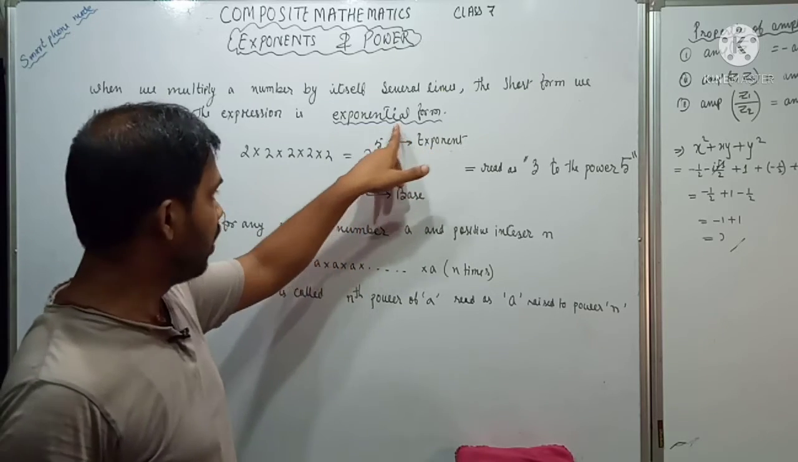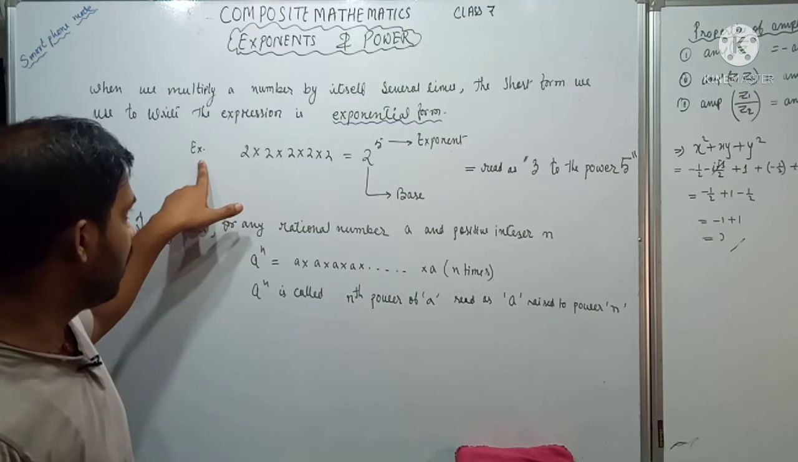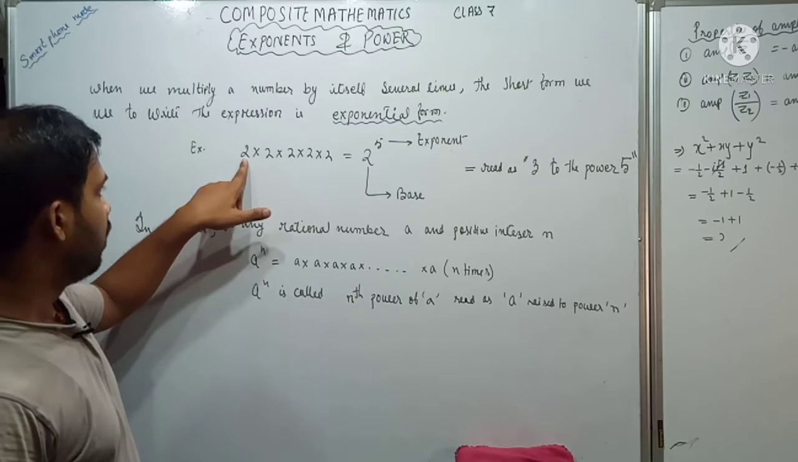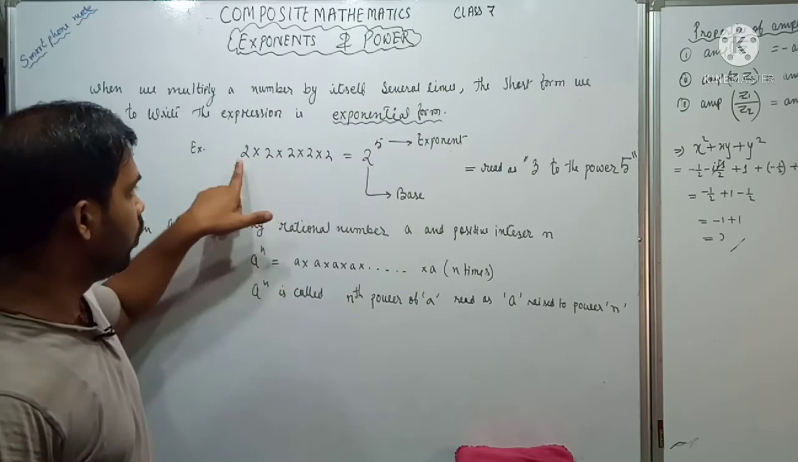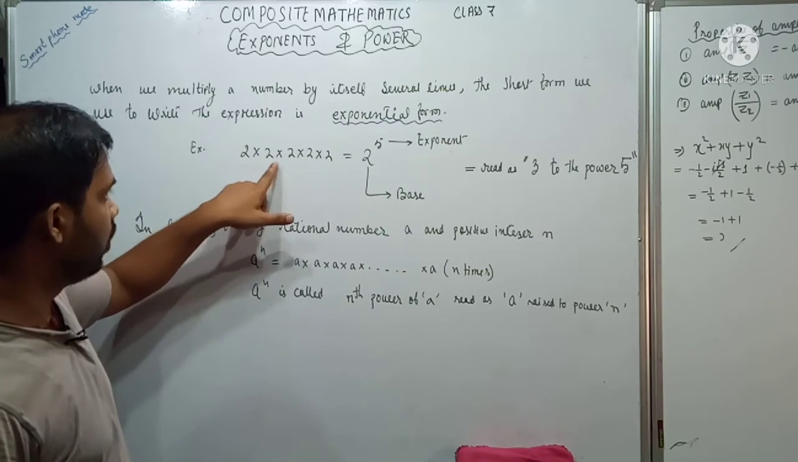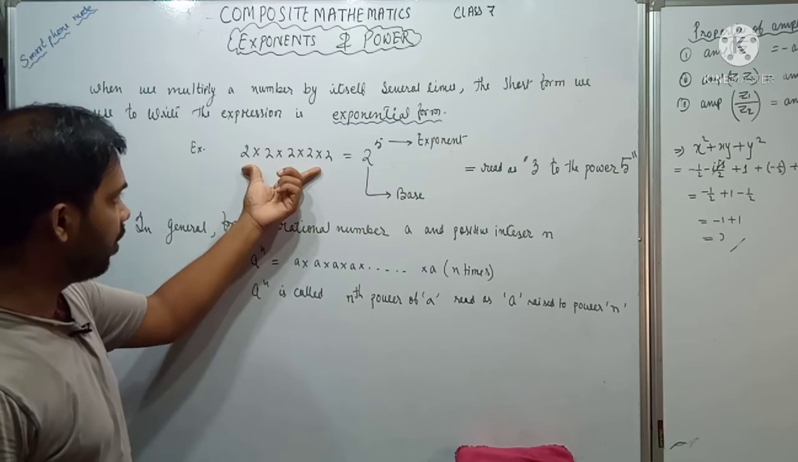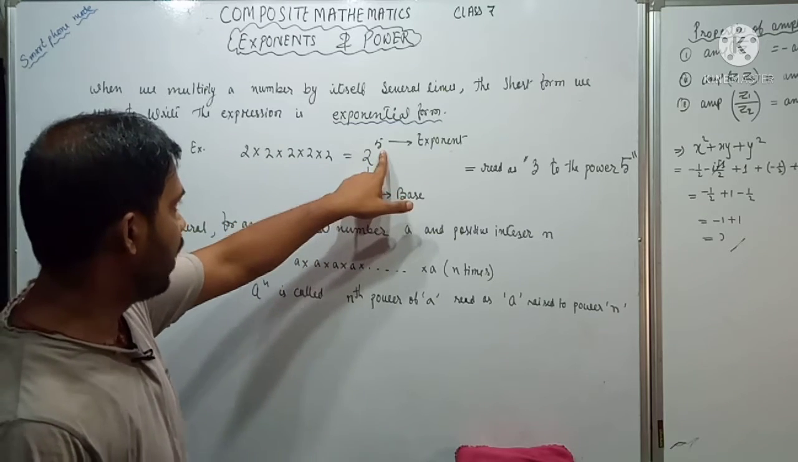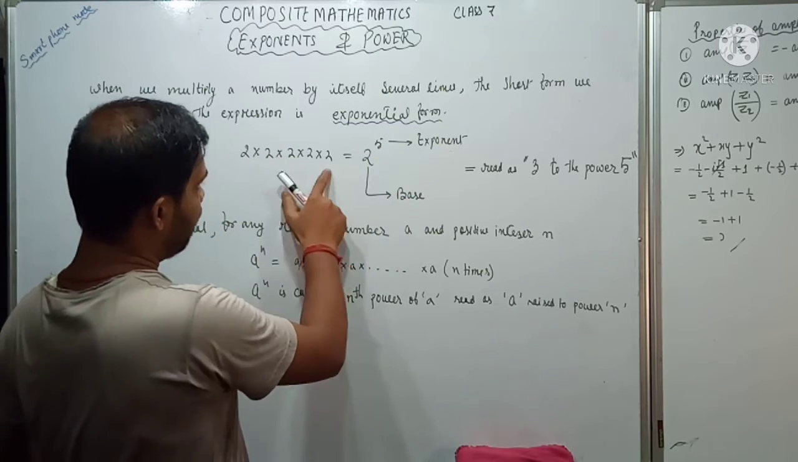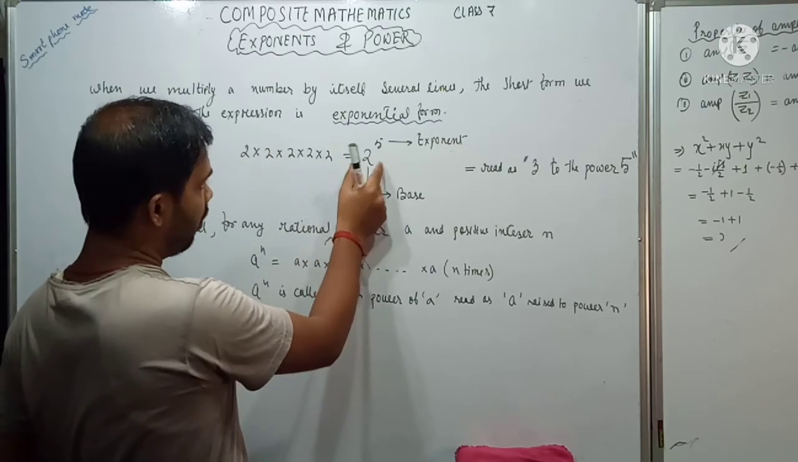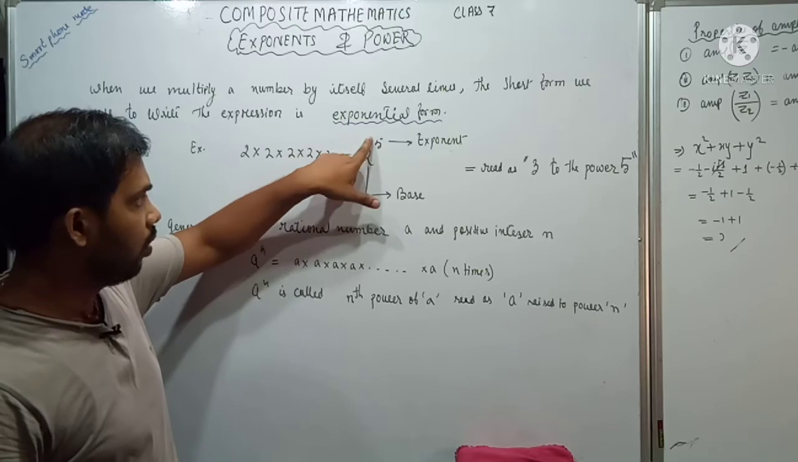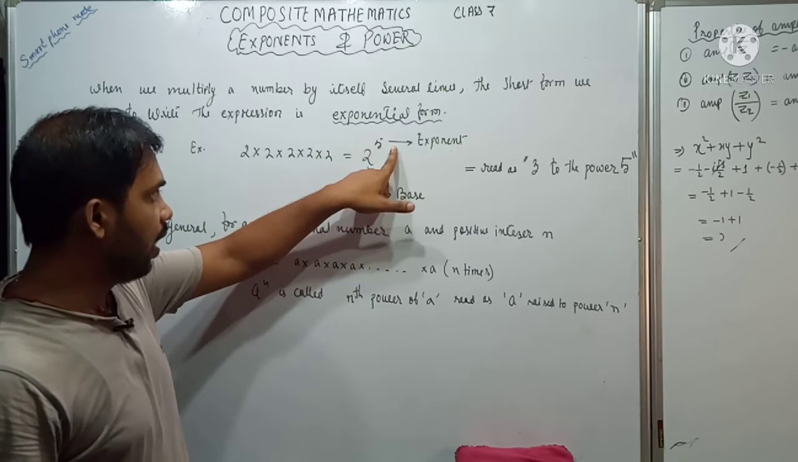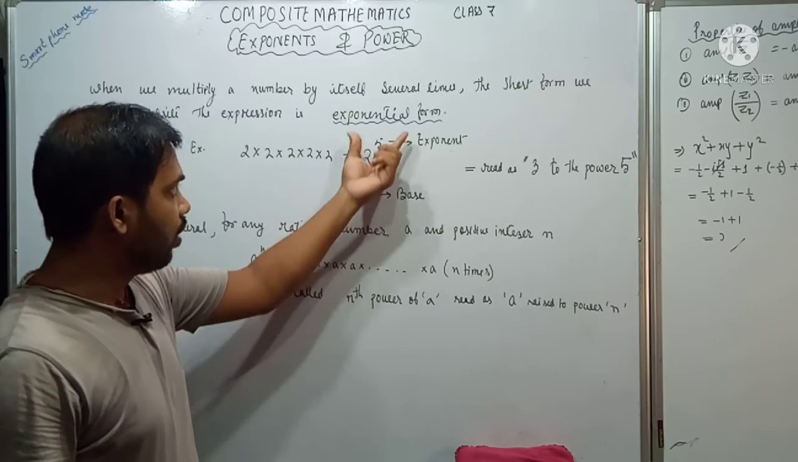If you want to understand, then let's see an example. Here it is given that 2 is multiplied several times. So 2 into 2 into 2 into 2 into 2. It is multiplied how many times? 5 times. So we can write this long form into short form as 2 power 5. In this way you can write, and this expression is known as exponential form.